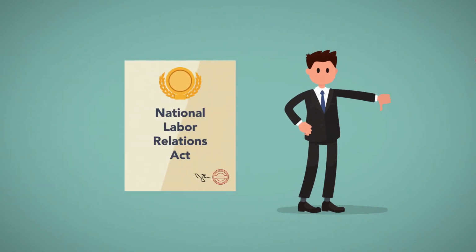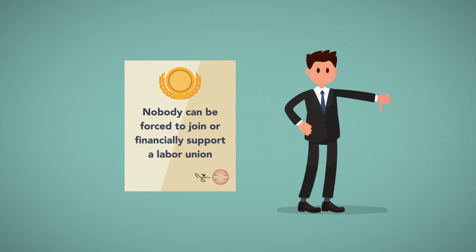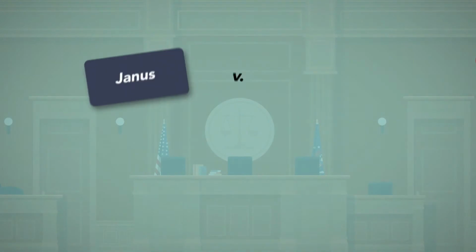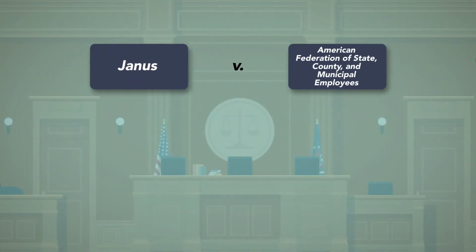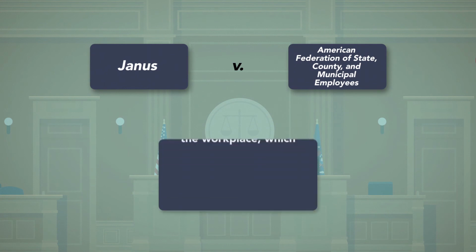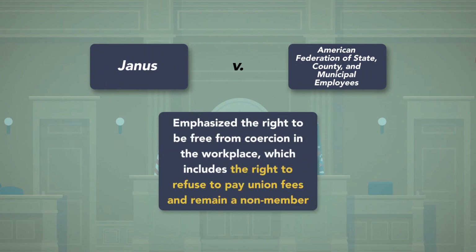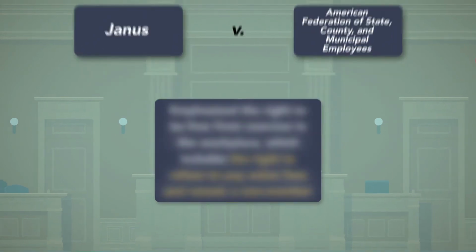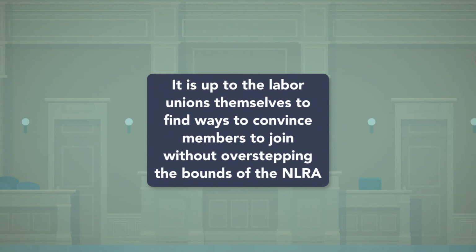The National Labor Relations Act states that nobody can be forced to join or financially support a labor union, and this right was reaffirmed by the Supreme Court decision Janus versus American Federation of State, County, and Municipal Employees. This 2018 case emphasized the right to be free from coercion in the workplace, which includes the right to refuse to pay union fees and to remain a non-member. As a result, it is up to the labor unions themselves to find ways to convince members to join without overstepping the bounds of the NLRA.